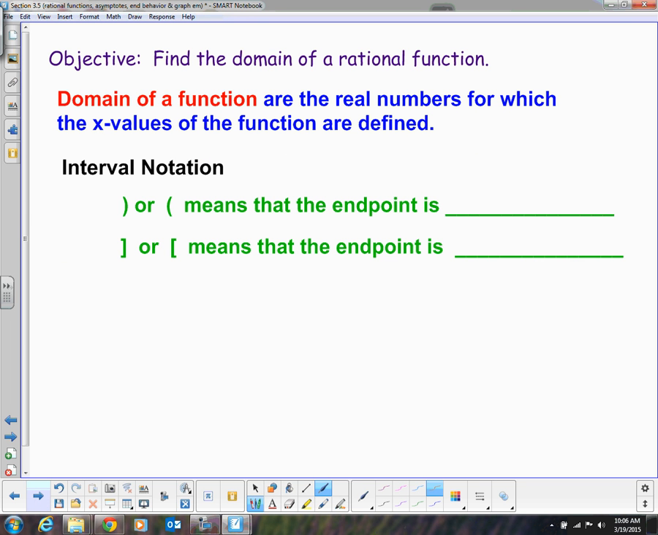So, here we go. Now, this is going way back to the beginning, way back to the beginning on domain. The domain of a function is the set of real numbers for which the x values of the function are defined. Remember, parentheses mean the endpoint is not included.